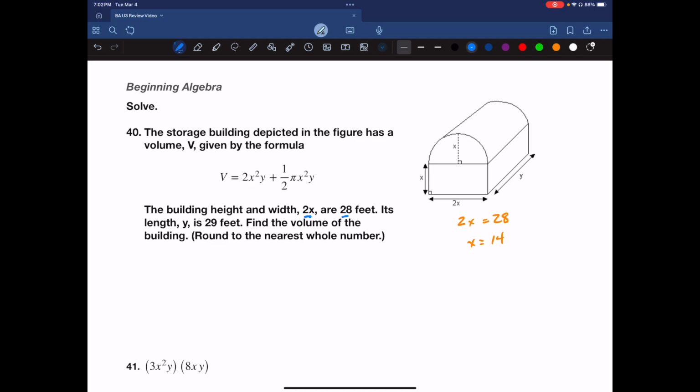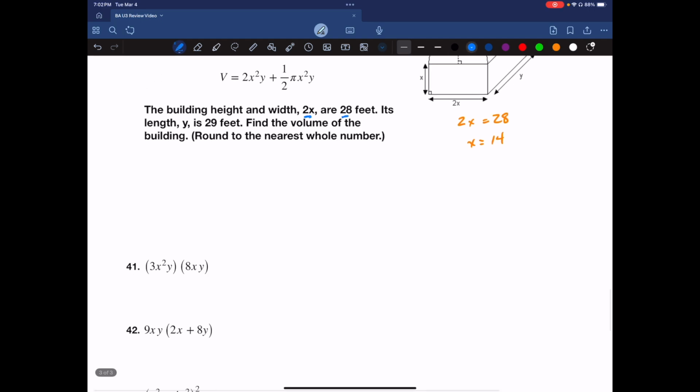So at that point, you just start plugging everything in. You have V equals, open parentheses, x is 14 squared, y is 29, and then plus 1 half y, x is going to be 14 again, squared, times 29. Now it's asking you to round to the nearest whole number. So a couple things. You want to type this into your calculator as is, preferably.